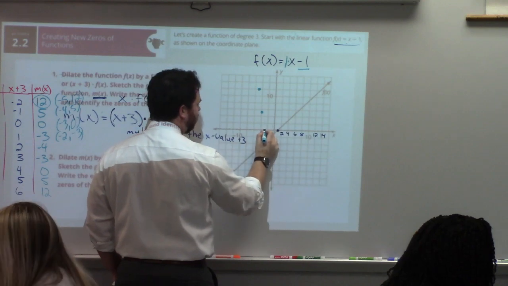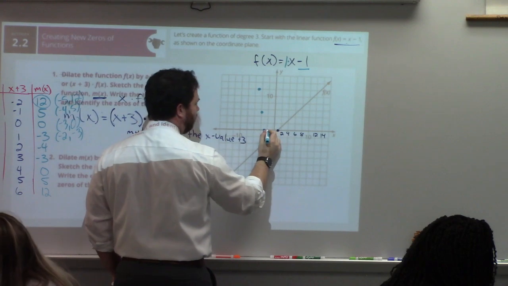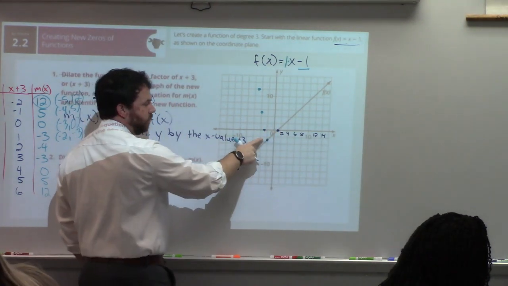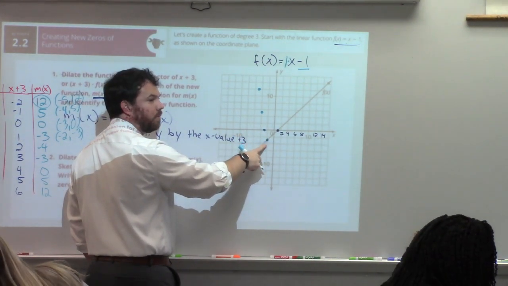Negative 3, 0. Which makes sense, because that was one of my roots. Negative 2, negative 3. Notice, Anthony, we just have to keep in mind that it would be in between the negative 2 and the negative 4, about halfway in between, that's it.